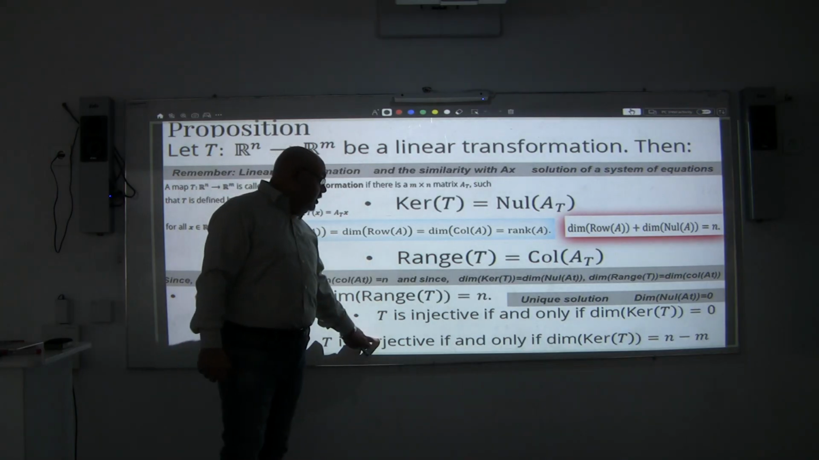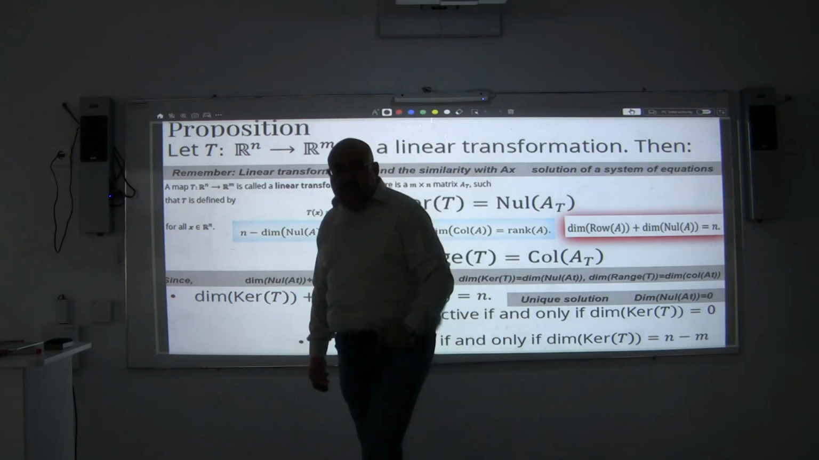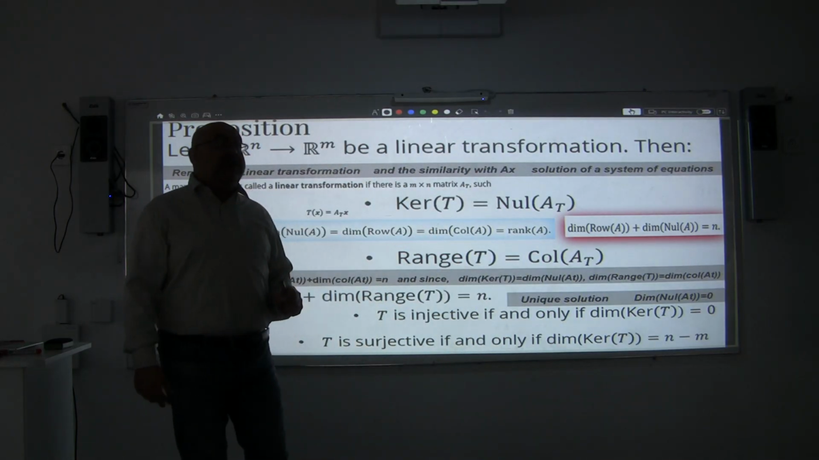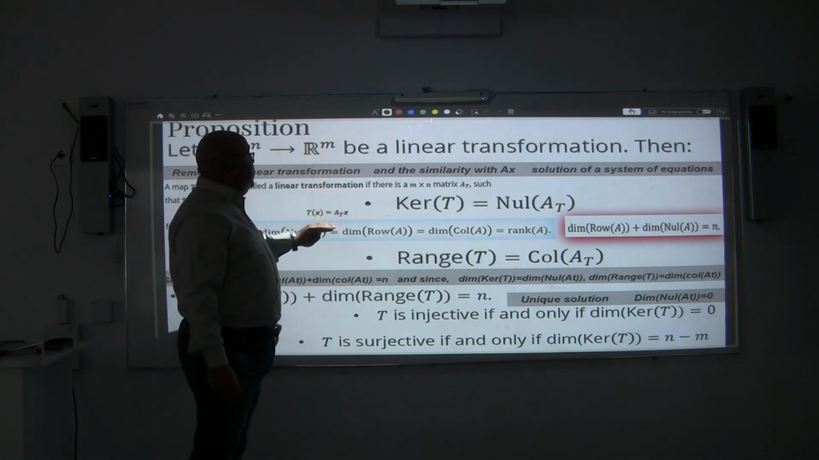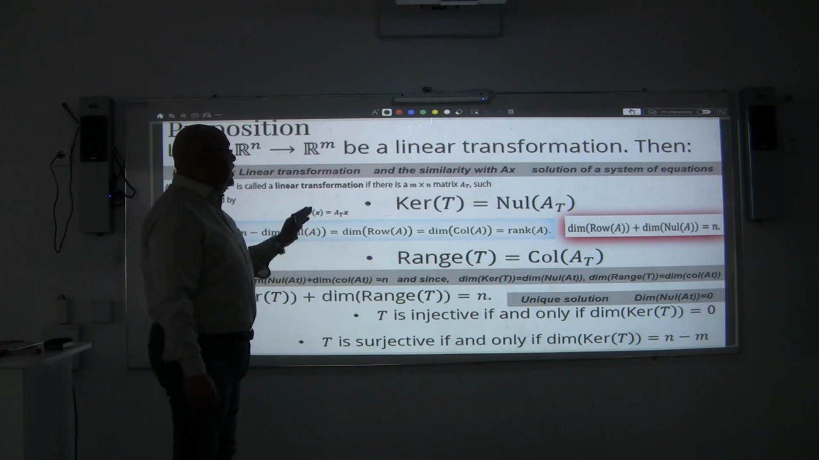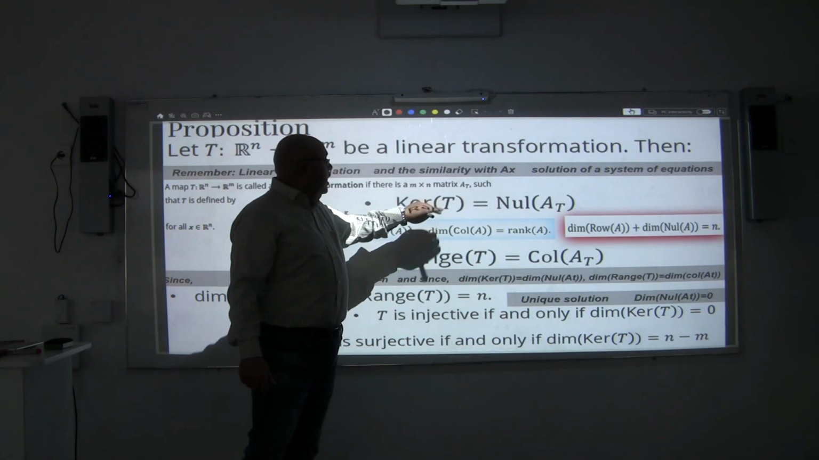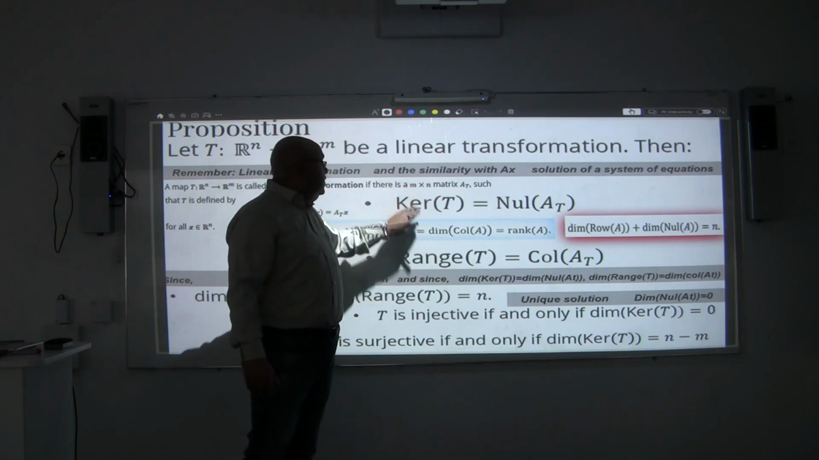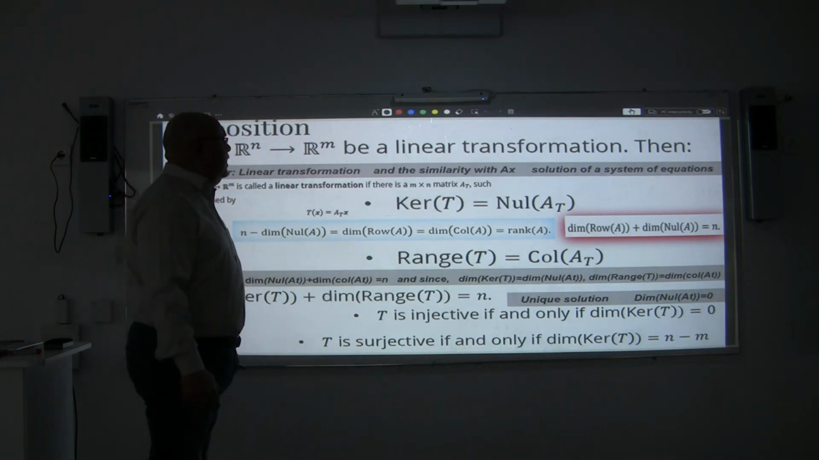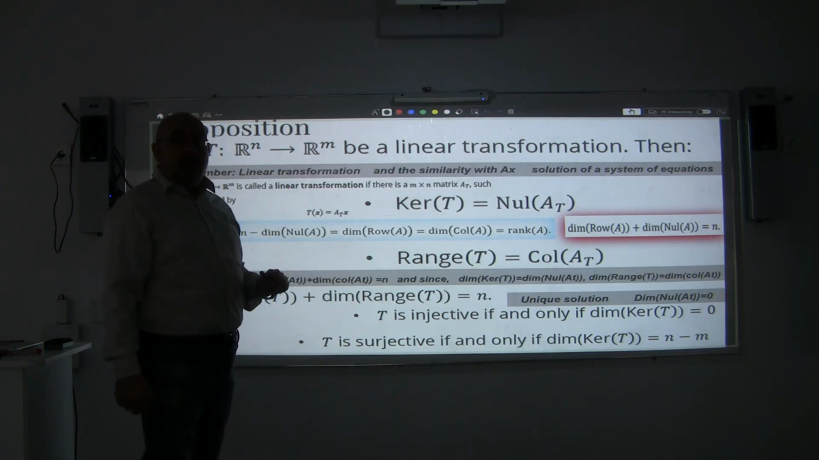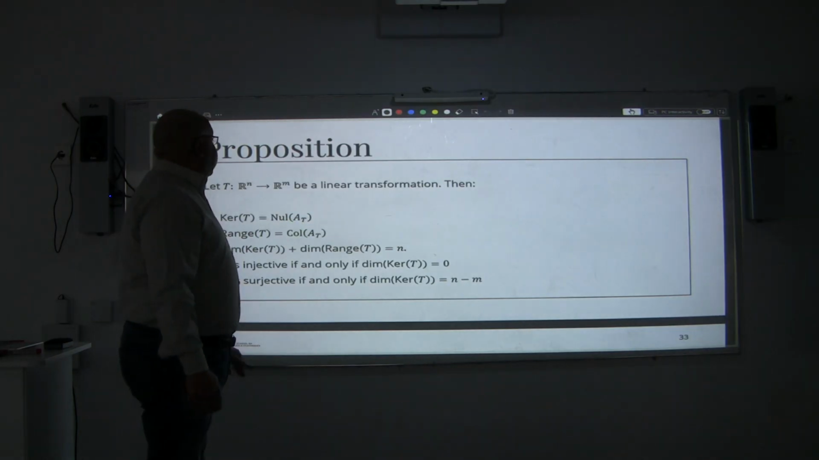And T is surjective if and only if the dimension of kernel of T is equal to n minus m, which is the difference between n and m, the rows and columns of the matrix of the linear transformation. It's the dimension of the column space minus the dimension of the row space, n minus m, as you can see. So this slide also is really very important. Okay, as I told you, it will give an infinite number of solutions.